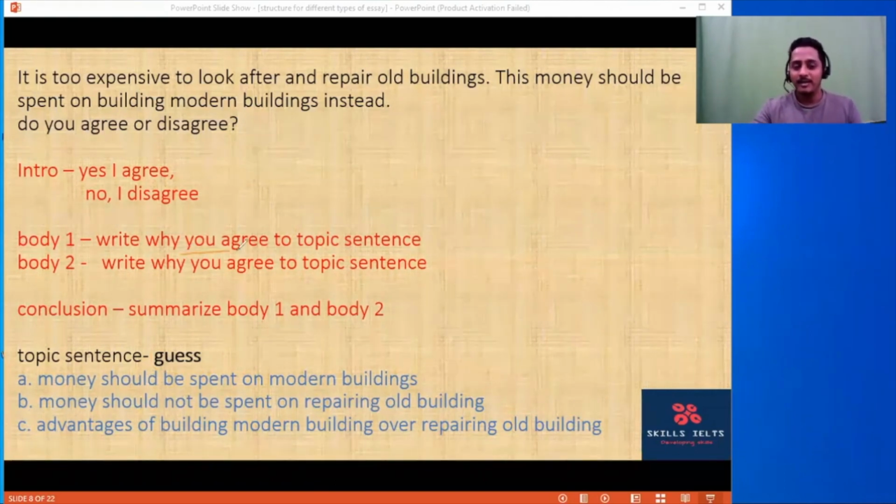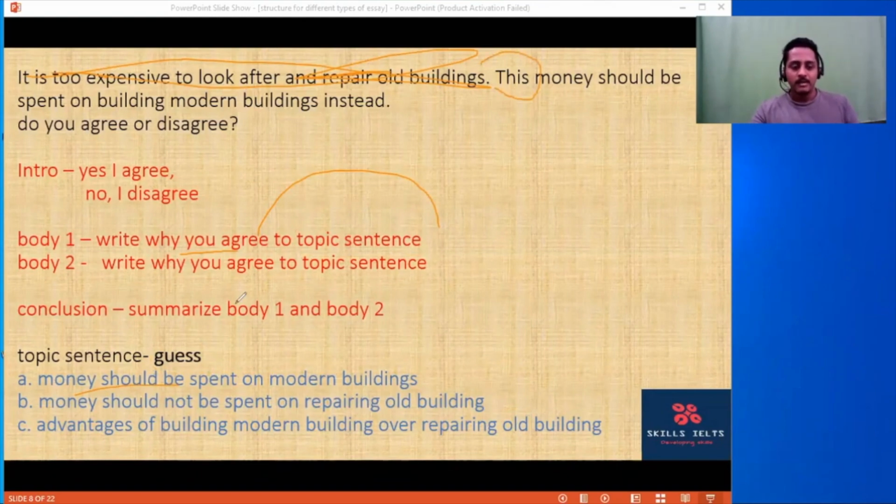Why you agree to what? Why you agree to money should be spent on modern buildings? That is not the question. Kindly pay attention. The question is not just the rest of it. The first line is also there. This money is also there. What money? Money should not be spent on repairing old. That is not the question.